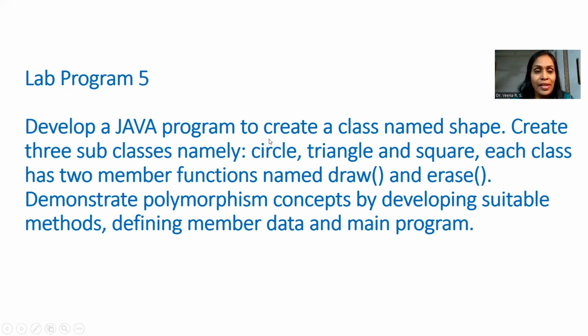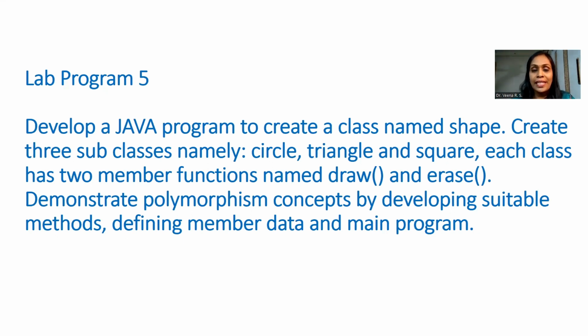The Lab Program 5 statement goes something like this. Develop a Java program to create a class called shape. That means you need to create a class called shape. Create 3 subclasses, namely circle, triangle, and square. And each class has 2 member functions named draw and erase. Demonstrate polymorphism concepts by developing suitable methods, defining member data, and main program.